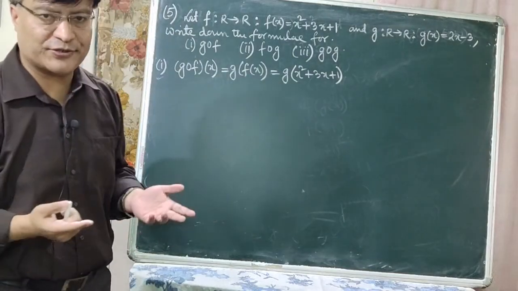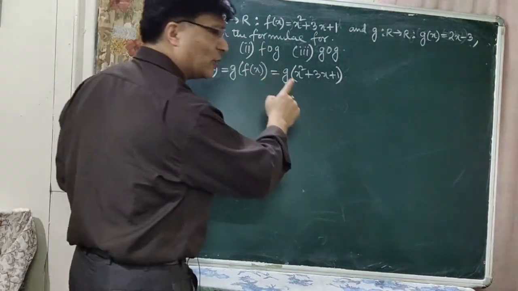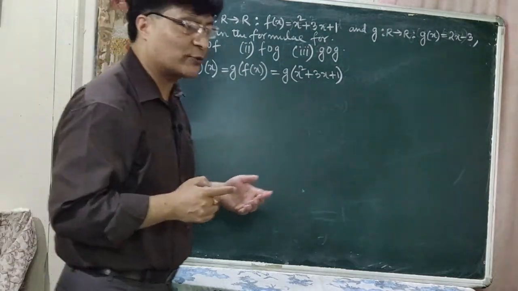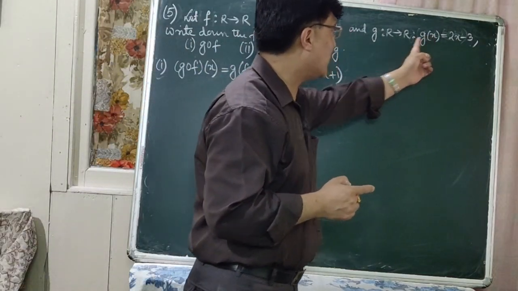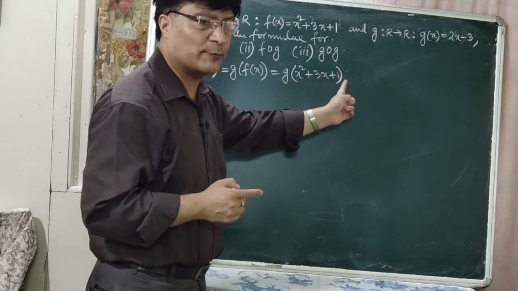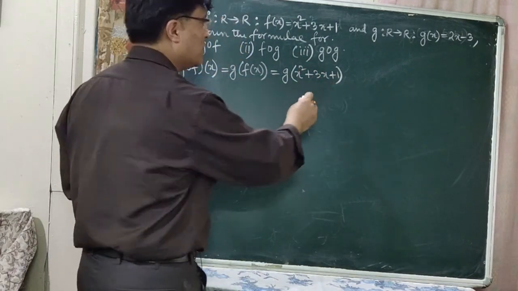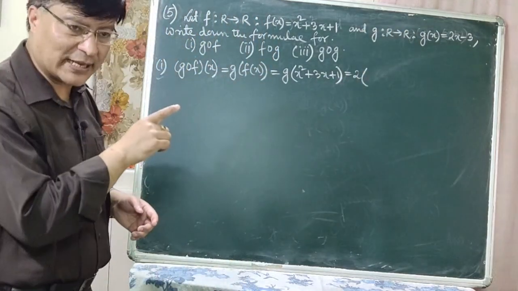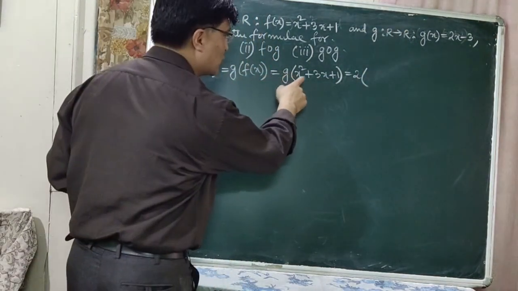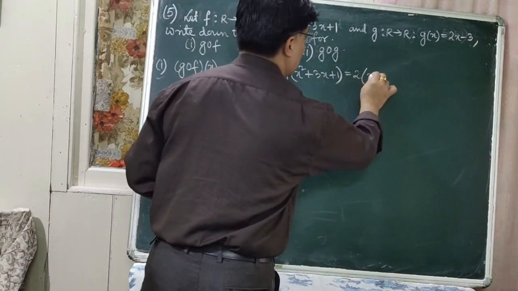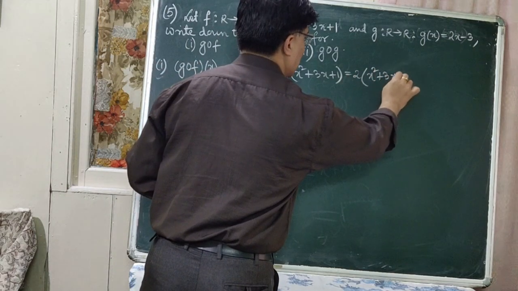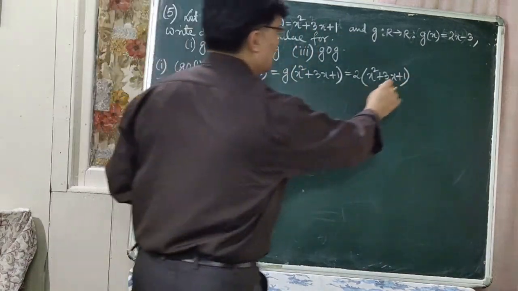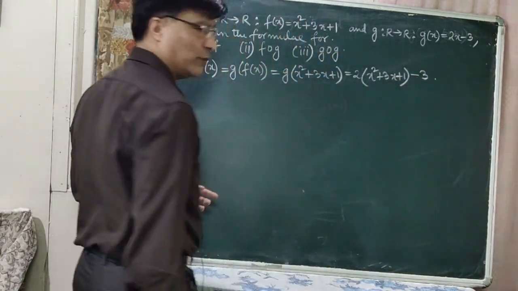This is g of x, right? So actually what is given in the question for g of x, which is equal to 2x minus 3. So now instead of x you have to put x square plus 3x plus 1, right? So its value is 2 into, now on the right hand side there is x, and instead of x you put x square plus 3x plus 1, that is (x square plus 3x plus 1), bracket closed. Then write down minus 3.